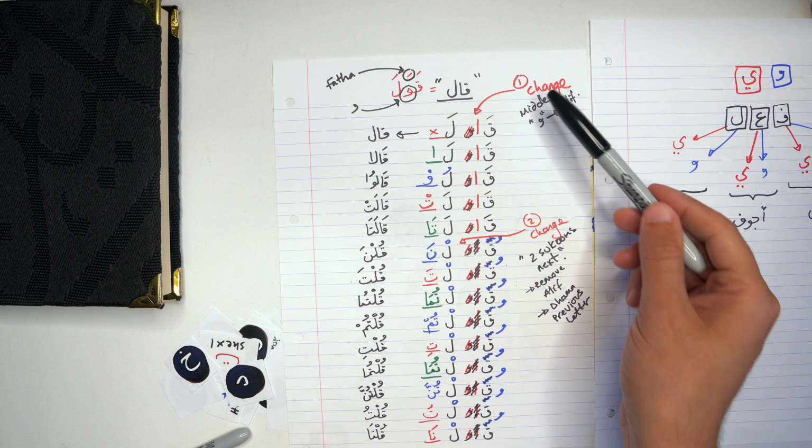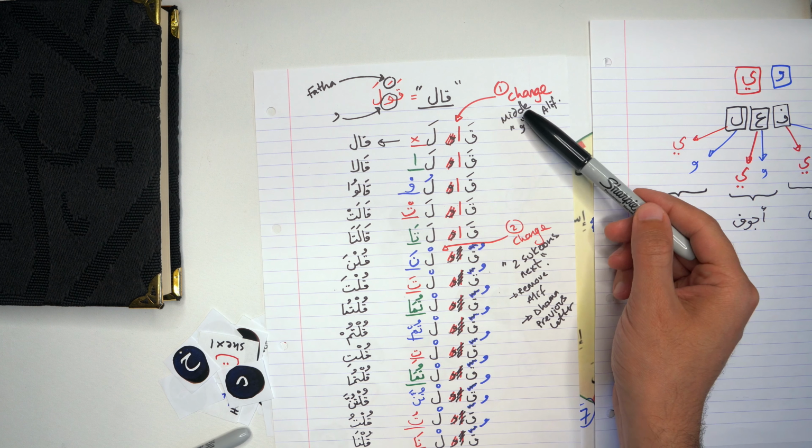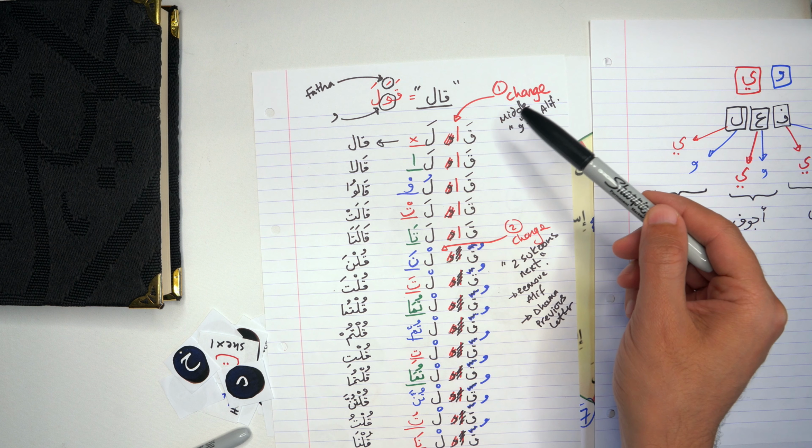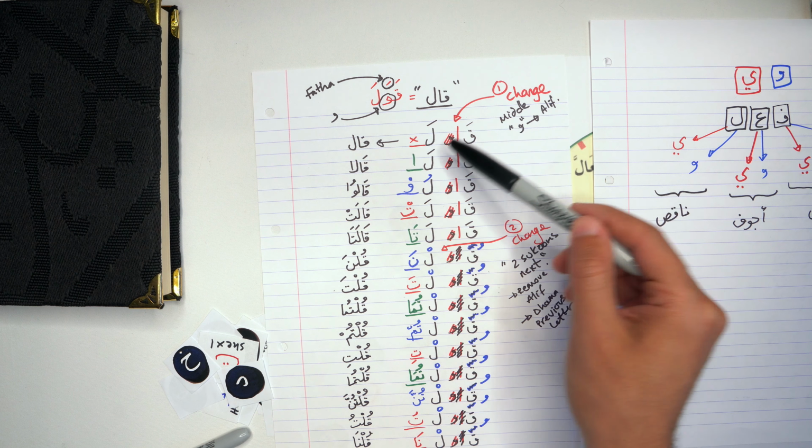And the two rules that you have to know: first, the middle letter has got to be changed to an alif, which applies to all of them. And the second rule only applies from the sixth one on the list, the plural feminine: the alif has to be dropped, and you've got to put a dhamma right over here.